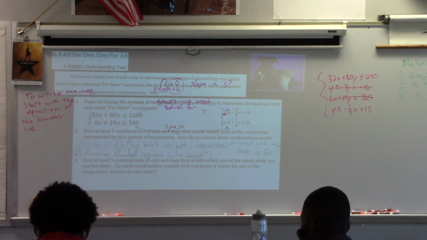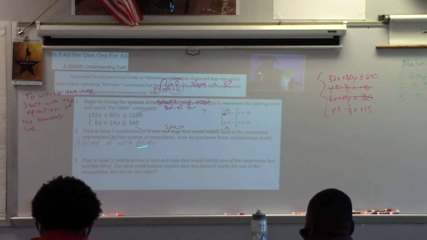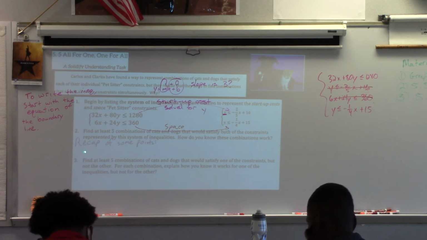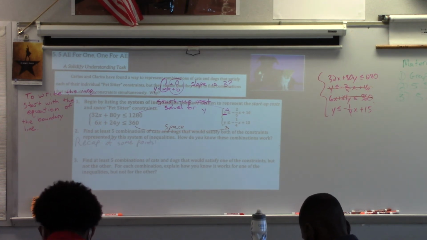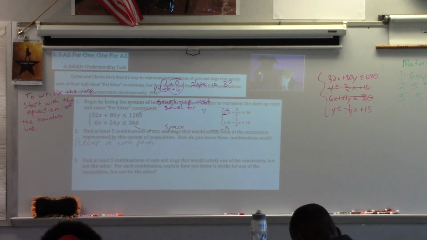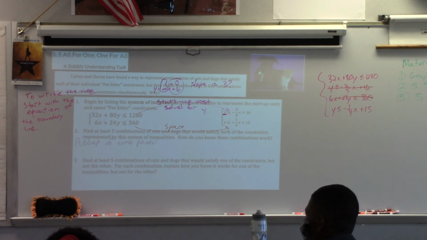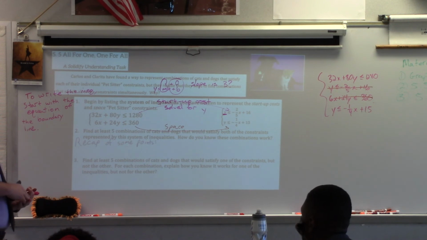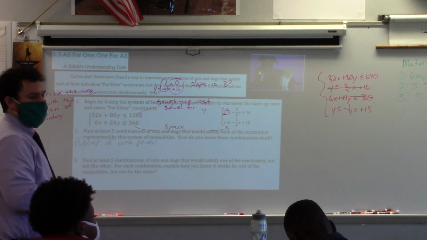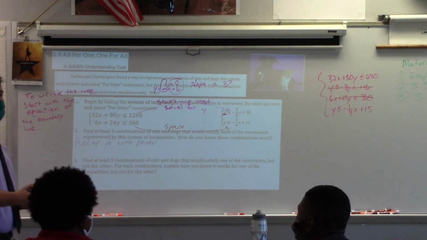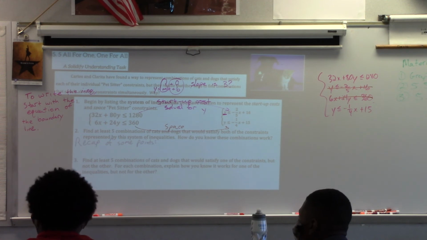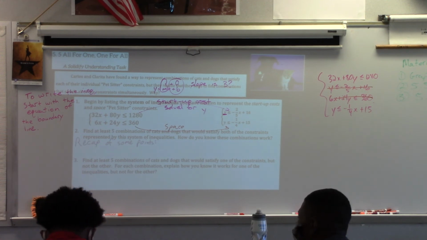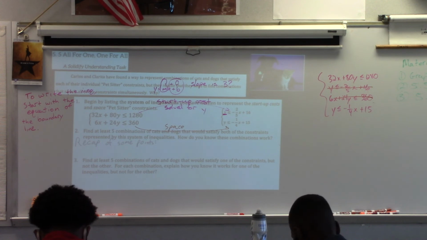We got some points. What strategies did we use yesterday to find at least 5 combinations of cats and dogs that would satisfy both constraints? What were the strategies we used? Substitute x and y into the inequality. If it's a solution to the system, it makes both of the inequalities true. Okay, cool. Was there another strategy we could use?